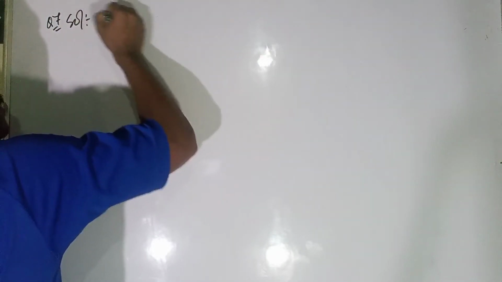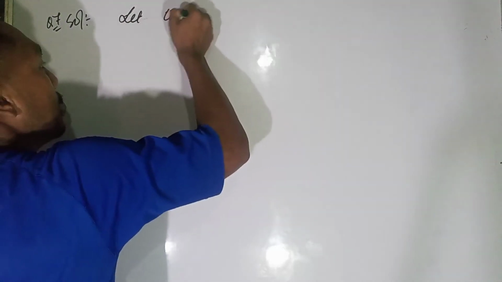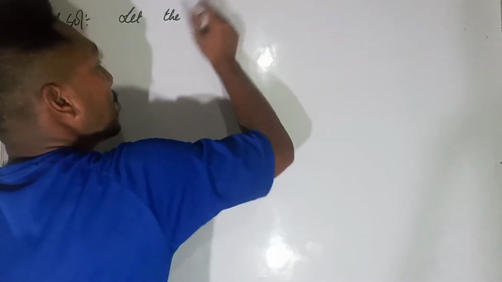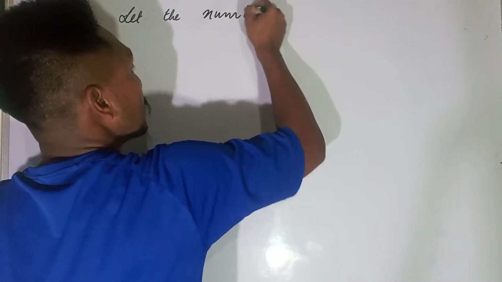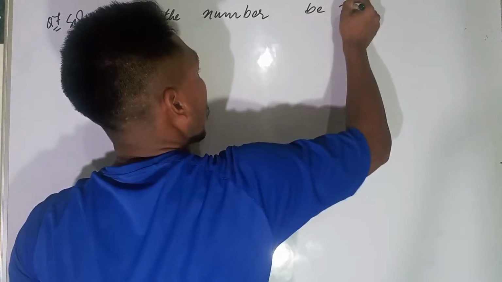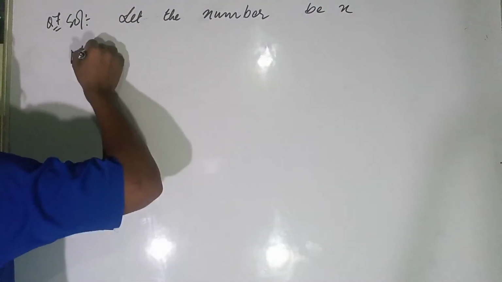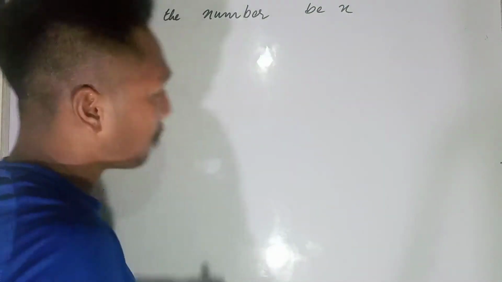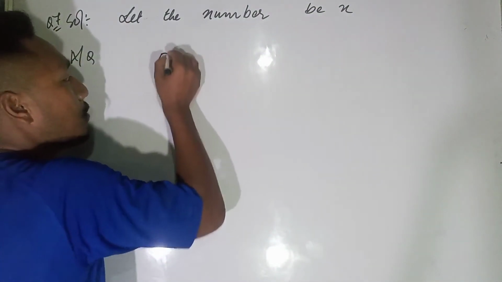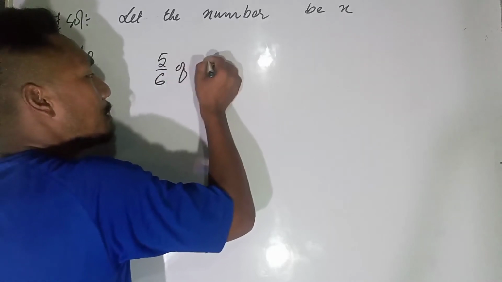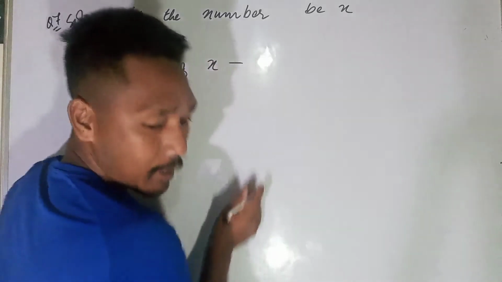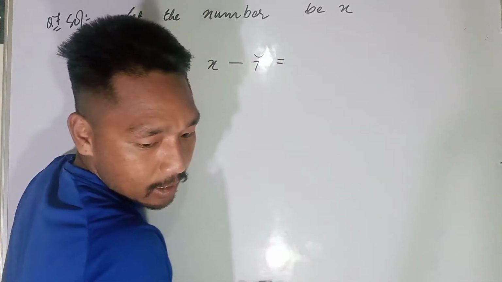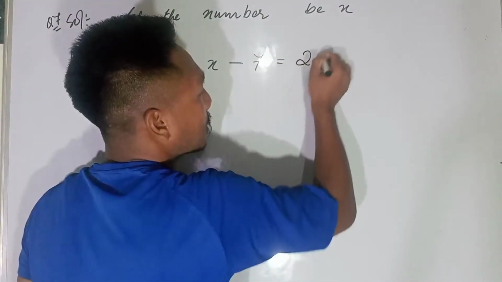Solution. Let the number be x. Whatever number she thinks be x. So according to the question, if Kaniska takes away 7 from 5 by 6 of that number, that is x, then you will get 28.